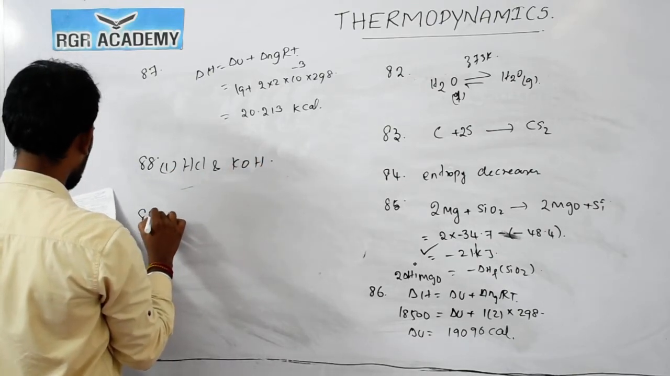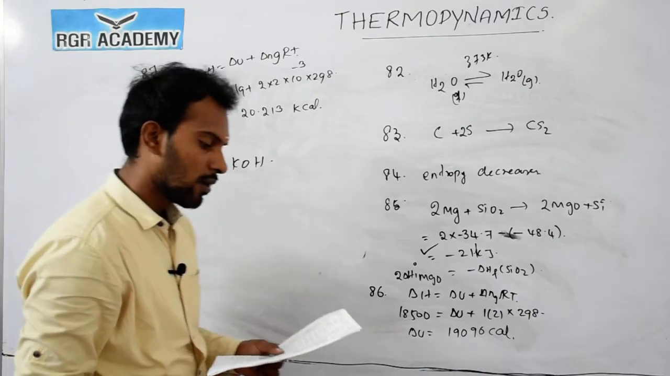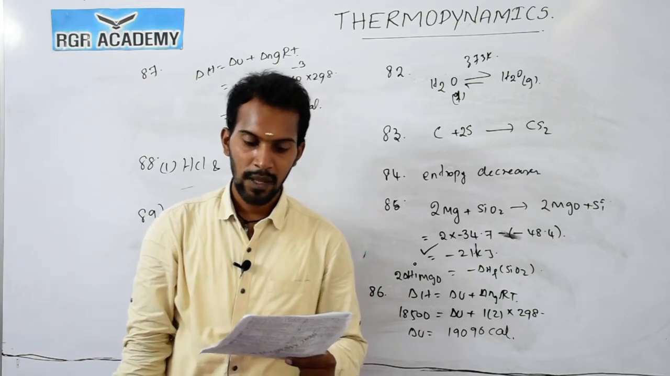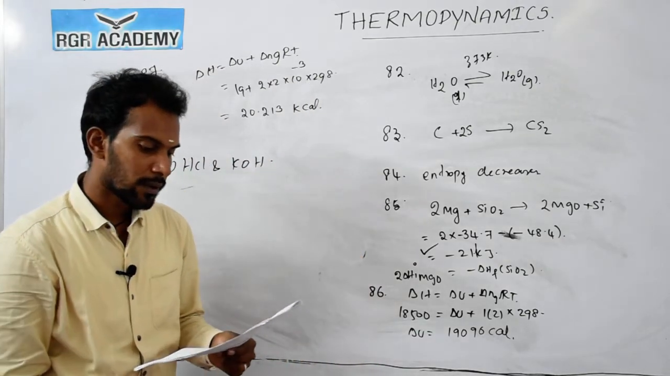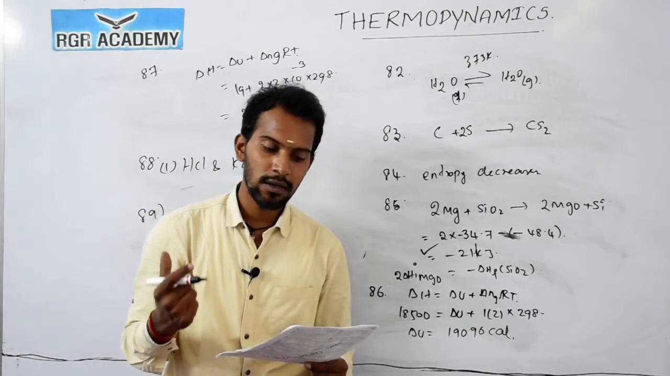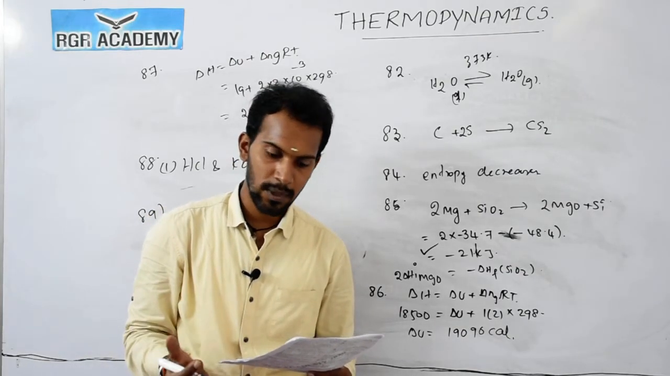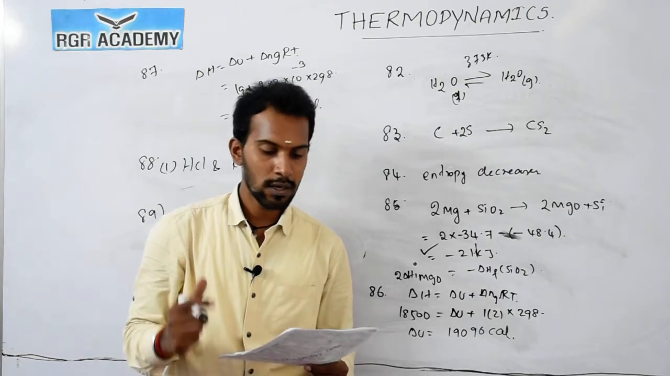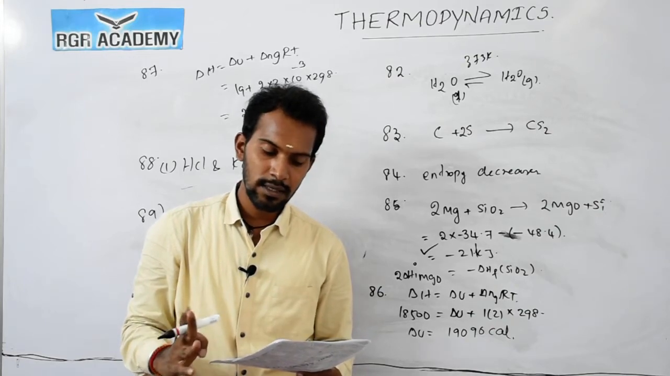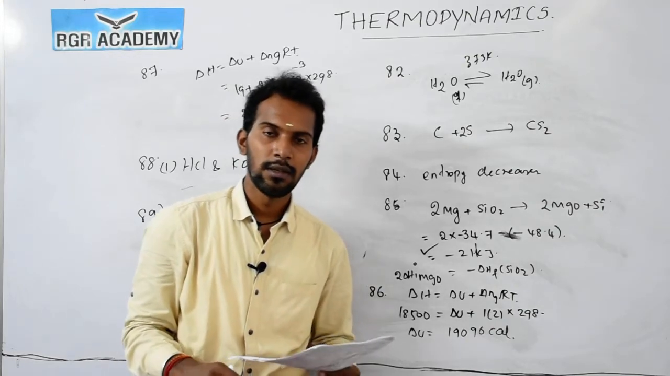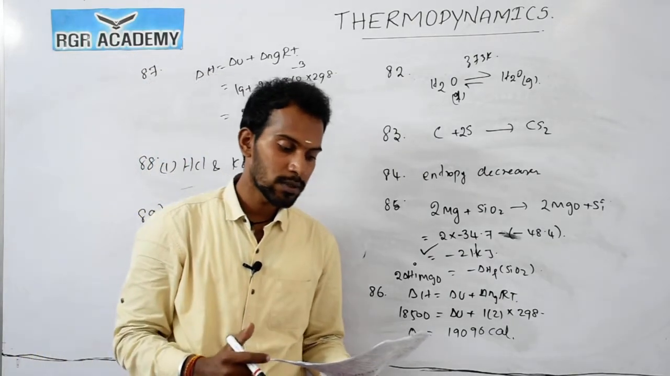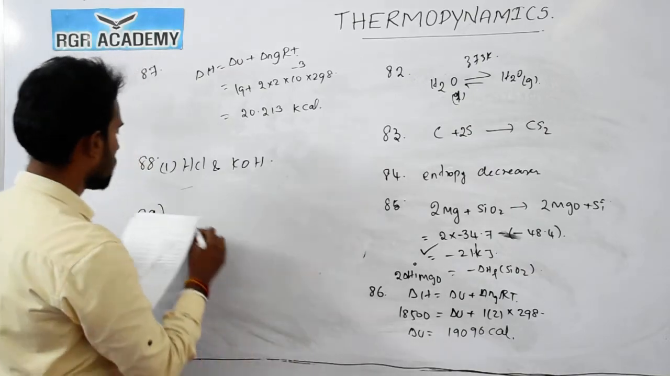Now question number 89 is based on statements. Statement 1: an exothermic reaction that is non-spontaneous at high temperature may become spontaneous at low temperature. Yes, this statement is correct. Statement 2: with a decrease in temperature, randomness decreases. Statements 1 and 2 are both correct, but statement 2 is not the correct explanation of statement 1. So the answer is 1.